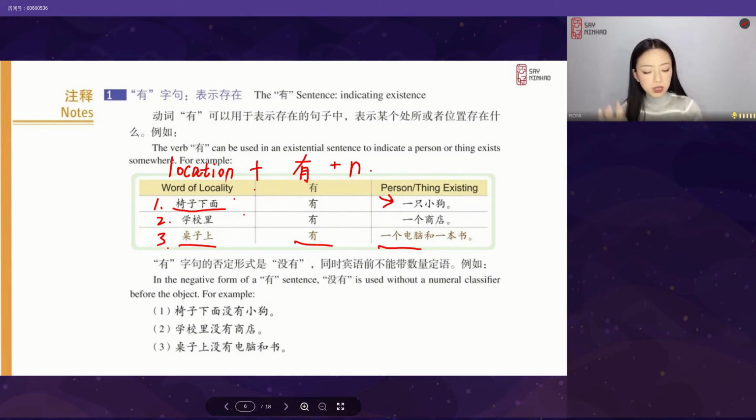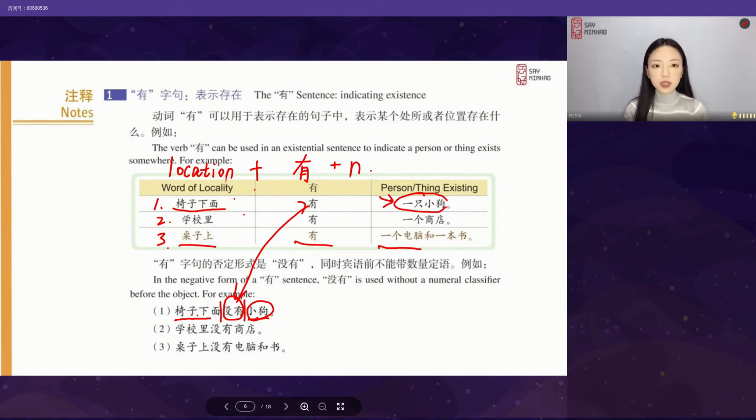And when we are using the negative form of 有, which is 没有, okay? There is something we need to pay attention to. For example, 椅子下面没有小狗. Let's see the difference. First, 没有 is the negative form of 有. Next, the location is the same, 下面, okay? Next, let's see 小狗 and 一只小狗. What's the difference between them?